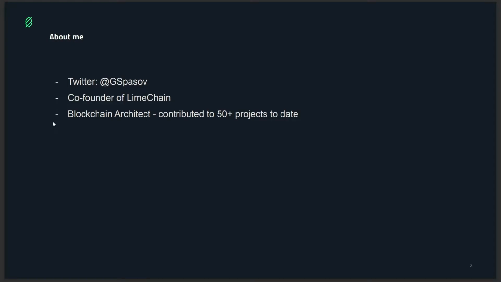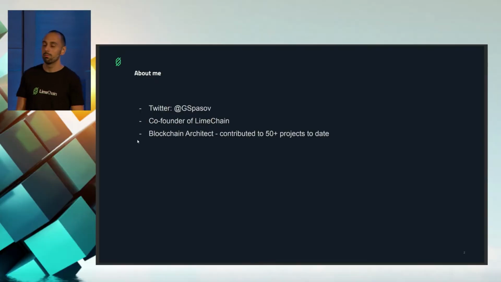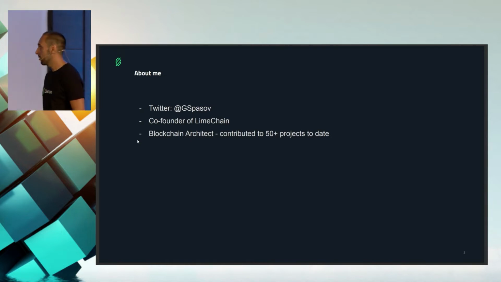Who am I? I forgot to tell you about this. I'm George. I'm co-founder of LimeChain, and also, more importantly for this lecture, I've been part of the architecture of more than 50 different decentralized systems over the last 5 years. I have contributed to at least 50 different projects in some capacity, whether it's coding, architecting or advising. So I have stumbled on all kinds of different problems in my journey in blockchain.